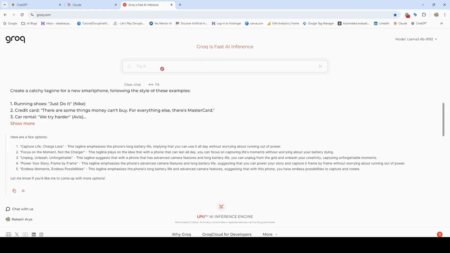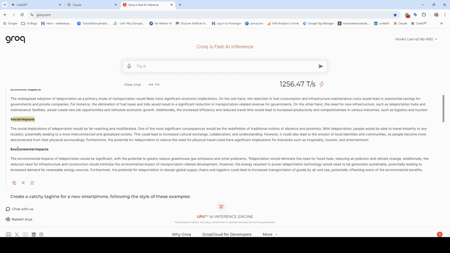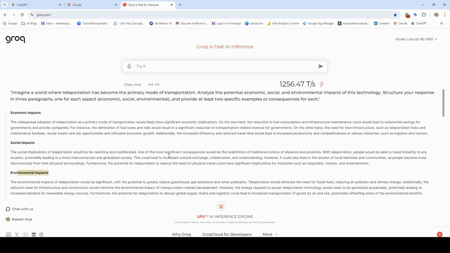Okay, so, you remember that we were talking about this teleportation, so transportation through telephones or wires, and we want to analyze the economic, social and environmental impact. So these are economic impact, social impact, environmental impact. So it's giving what we are looking for.